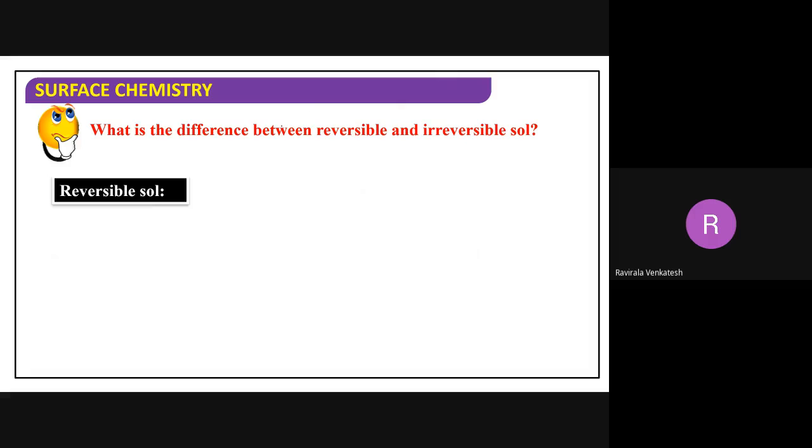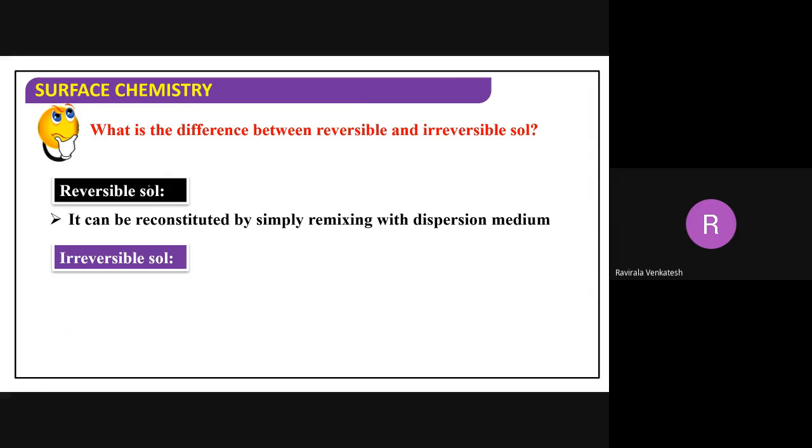What is the difference between reversible and irreversible sols? First of all, a reversible process means it can be regained. It can be reconstituted by simply remixing with the dispersion medium. For example, if you lost the colloidal solution, you lost the properties of the colloidal solution, then add a suitable dispersion medium to it. Immediately we'll get the colloidal solution. That means you can regain it.